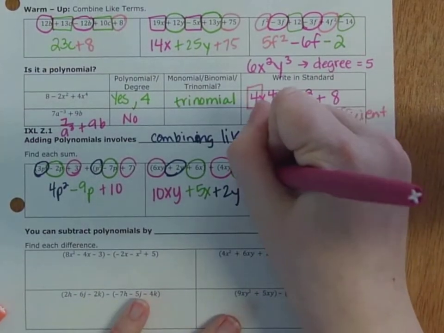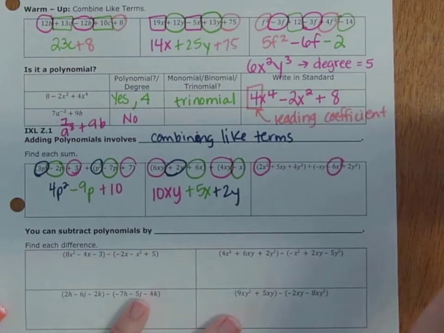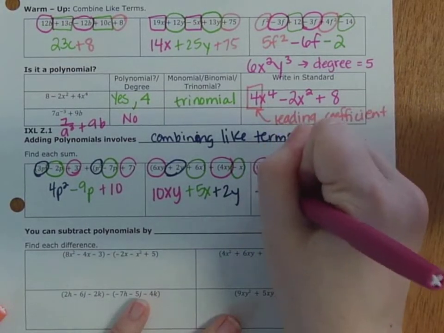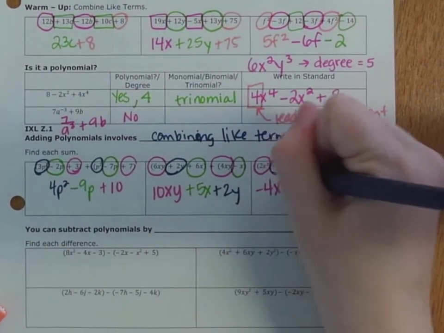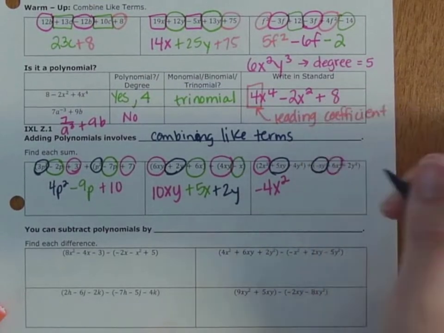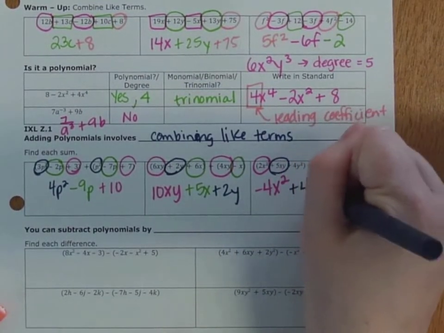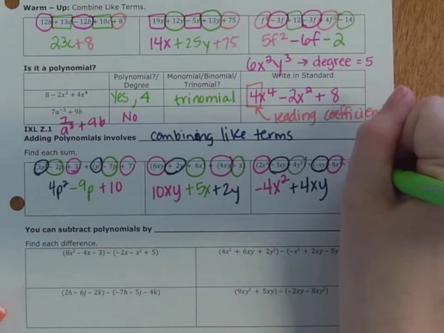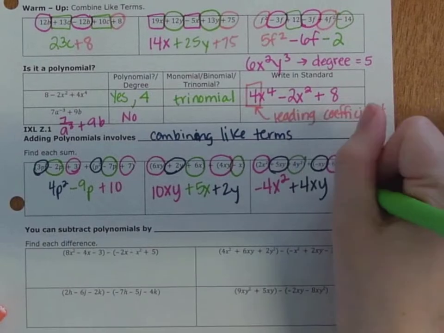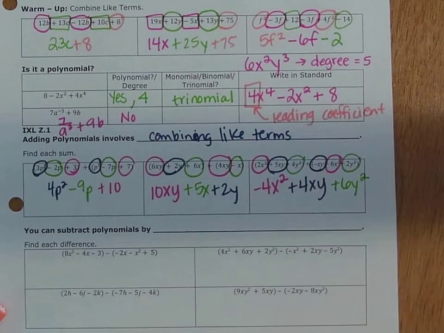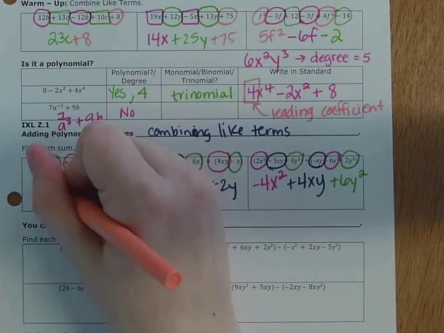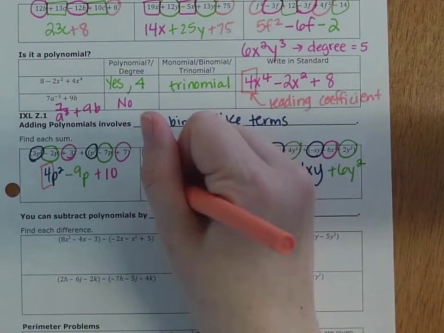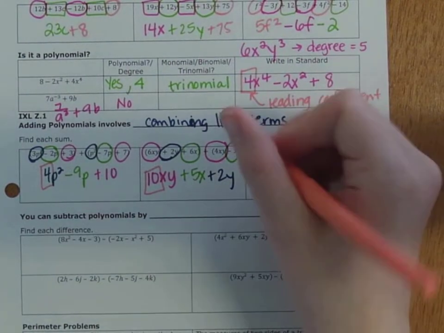So x squared, we've got 2x squared and minus 6x squared. What do we get? Negative 4x squared. Then we have our 5xy minus xy, so we get plus 4xy. And when we add our y squareds together, we get plus 6y squared. What is my leading coefficient of the first problem? What's my leading coefficient here? And my leading coefficient here? Negative 4.